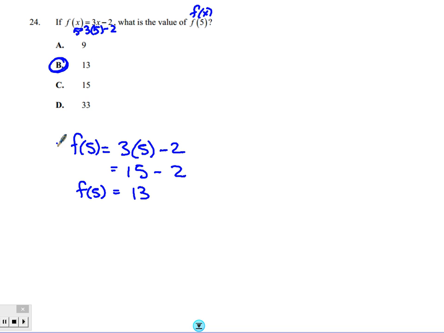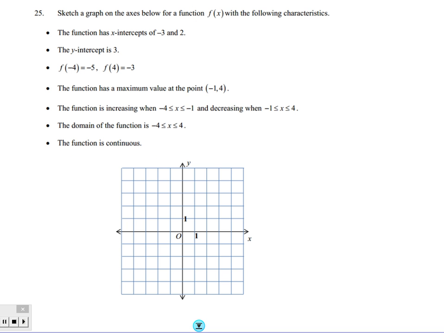It's very important that you do your work and then check your multiple choice answers. You could work backwards, I guess. But I think showing your work is always a really good idea on final exams. All right, this one is asking us to sketch a graph on the axis below for a function f of x with the following characteristics. So, wow, there's a lot of characteristics. Let's start and see if we can get each one in there.